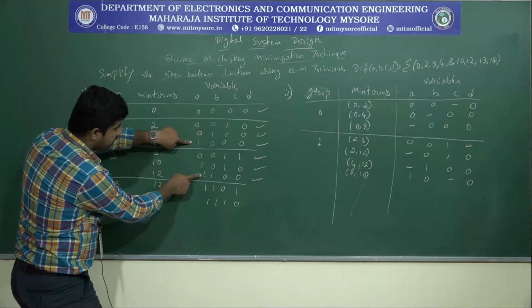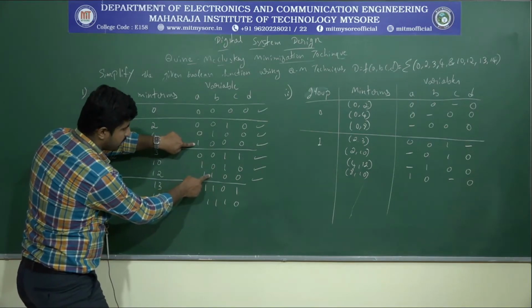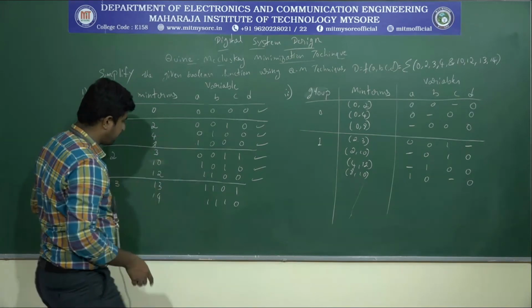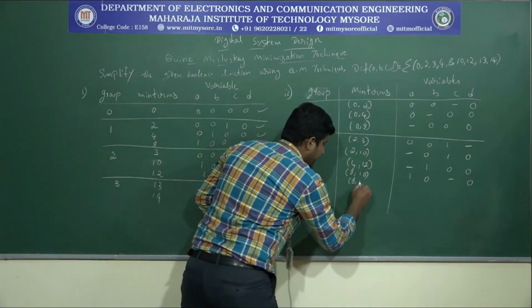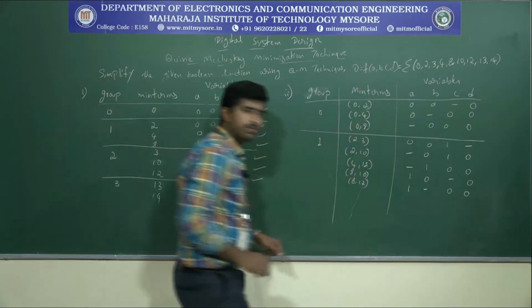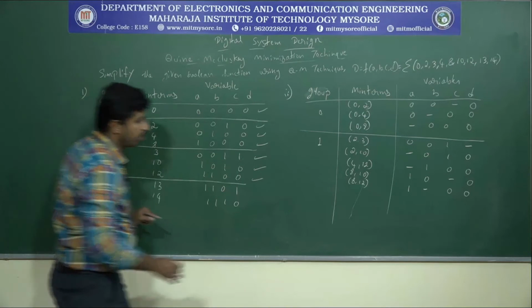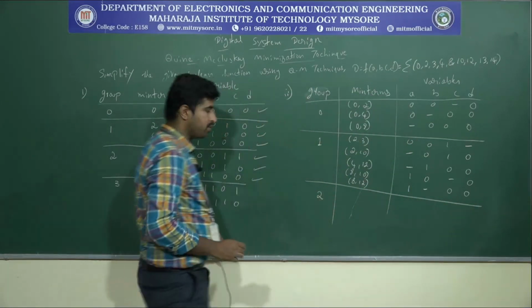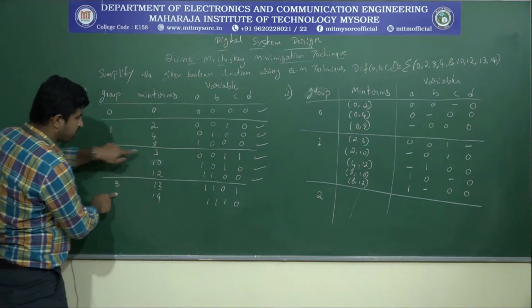8 will be compared with the 12, 1, dash 0, 0. So yes, even we can group this one, 8, 12, 1, dash 0, 0. So this completes the group 1. Next group 2. Okay, so this is group 2 will compare with the group 3.